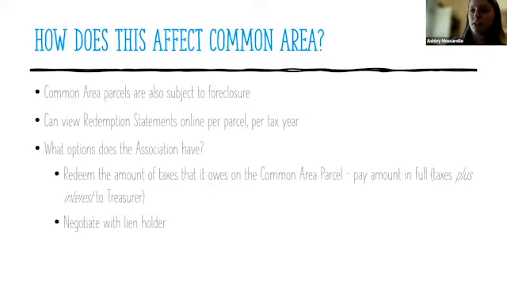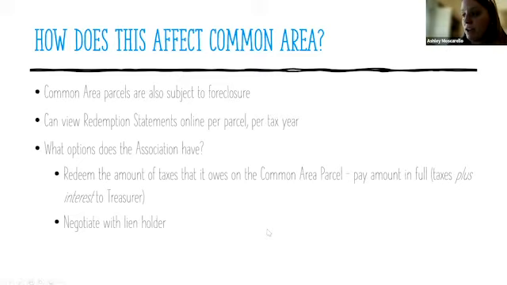So as I mentioned here on the slide, this kind of summarizes what options the association has if you get a letter that says, hi, we're about to foreclose on your common area, what can you do? Option number one, as I talked about a little bit before on the last slide, is to redeem or pay the amount of taxes that it owes on the common area parcel. Pay it in full, which is the taxes plus the interest, whatever that interest rate is, to the treasurer's office, and they'll process that and get rid of the lien like that.